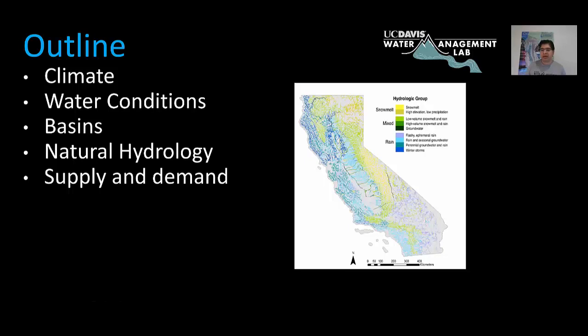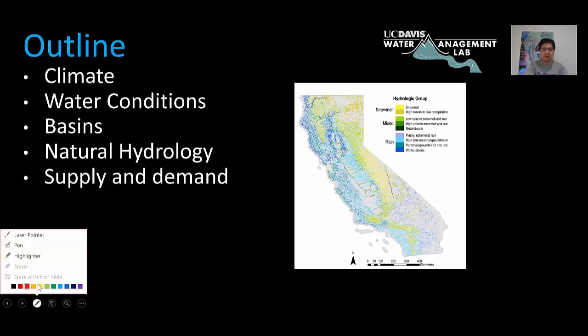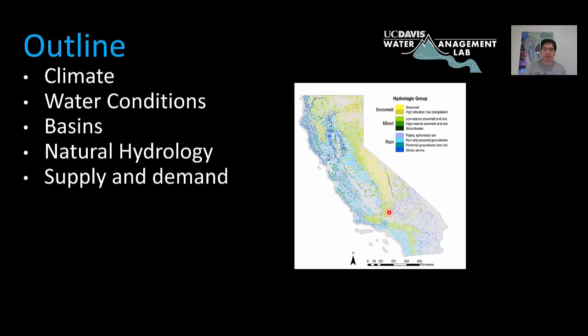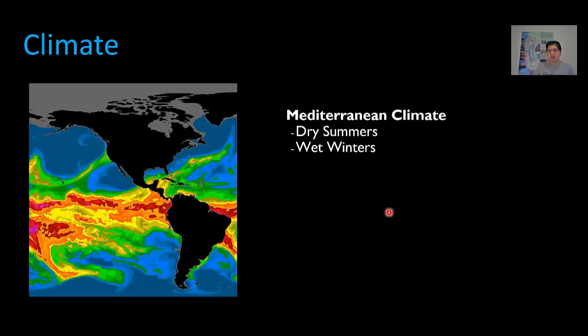This is going to be the outline for today. We're going to be talking about climate, then some of the water conditions in California, basins, all the basins that are in California, then the natural hydrology, which is something that you're already seeing here. This is the natural streamflow classification for California, and then at the end we're going to be talking about water supply and demand. So let's start.